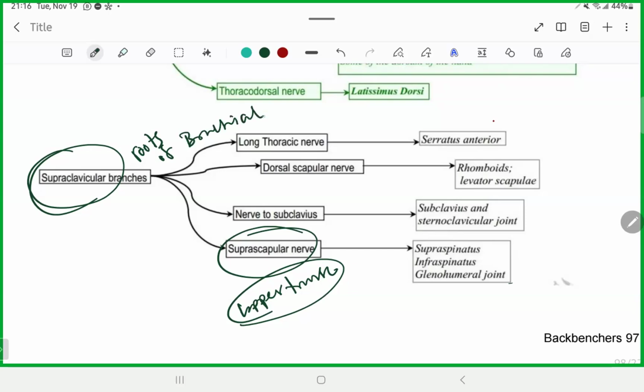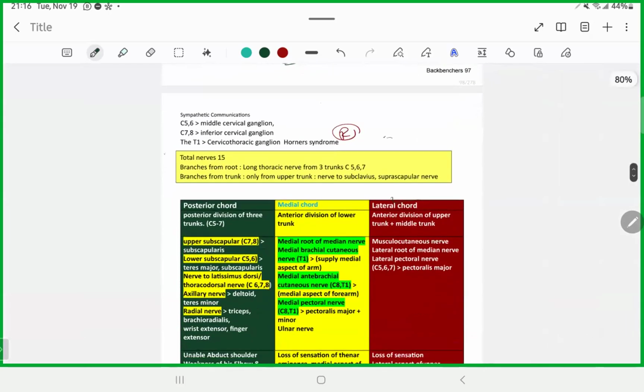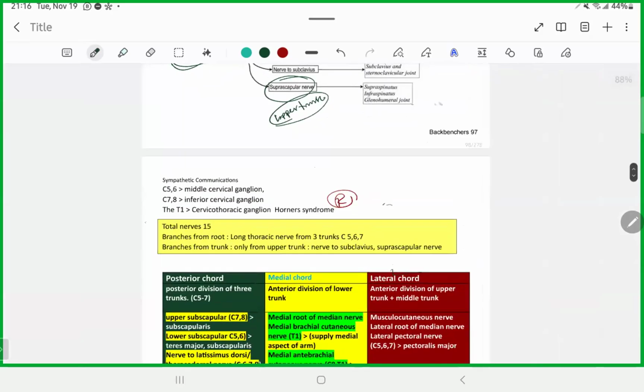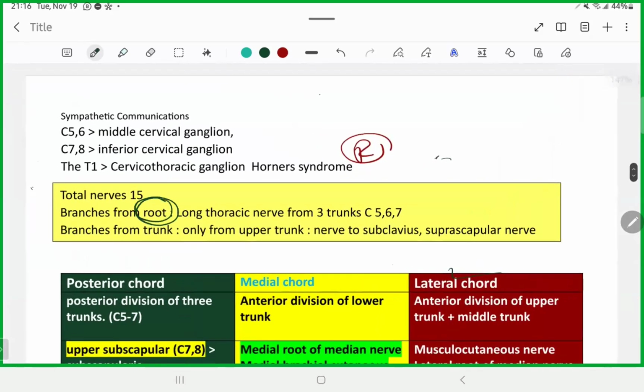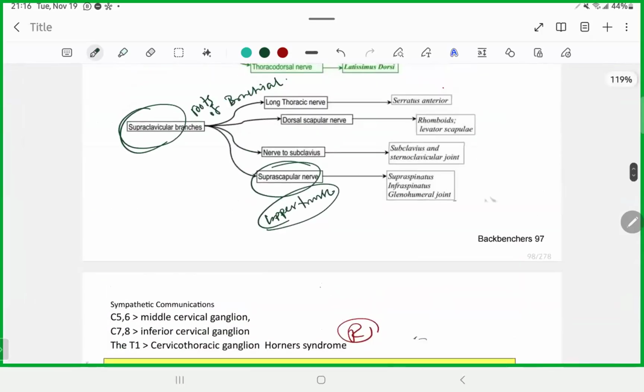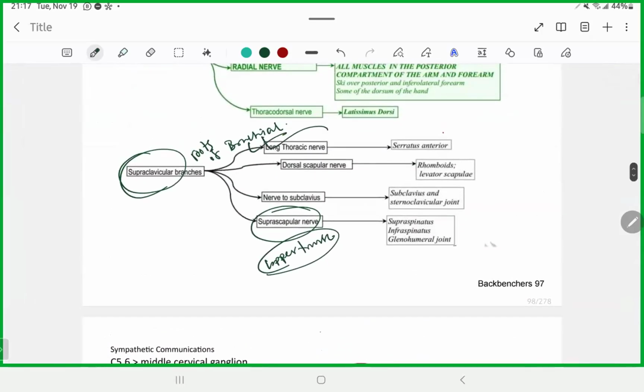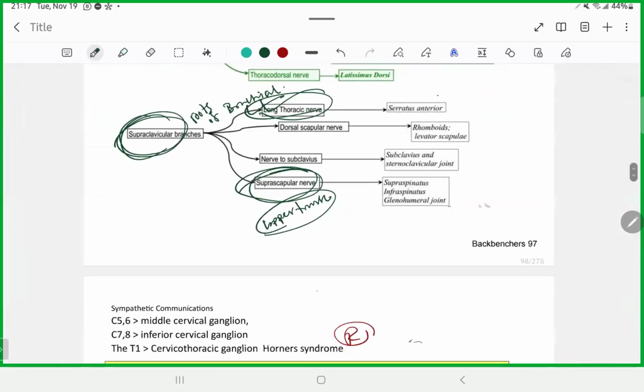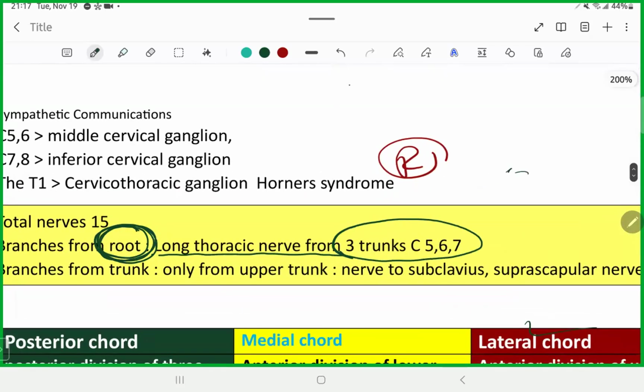We don't have a better image. I will provide you one. Don't worry about it. Branches from root, long thoracic nerve, C5, 6, 7. So I told you during studies that you must know these two, long thoracic nerve and suprascapular nerve. You must know that the long thoracic nerve comes from the supraclavicular branches and from the root. And from the upper trunk, we have the nerve to subclavius and the suprascapular nerve.